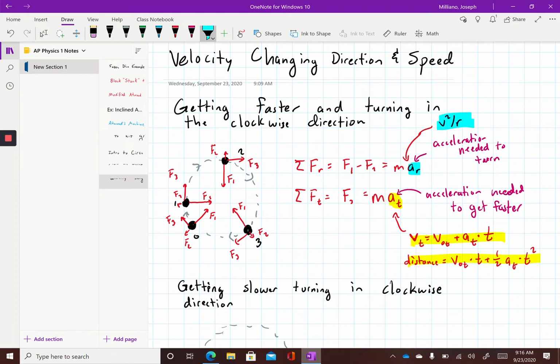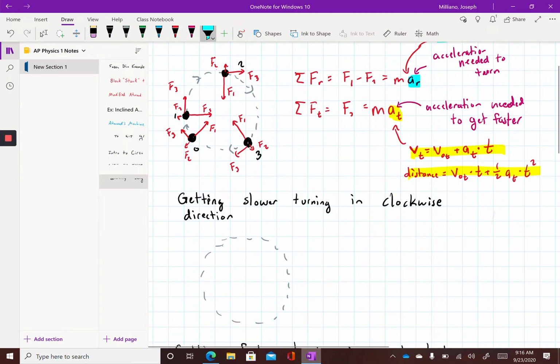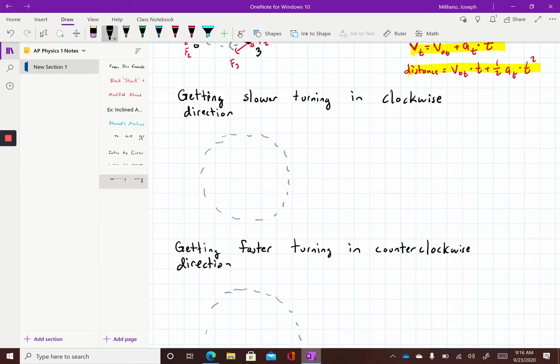In this unit, we will almost exclusively focus on the radial component. We'll look at things that are turning at a constant speed so that we can separate them out. And then later on, we will talk a lot more in detail about the component of the acceleration making us get faster. But as a few more examples to tie in this idea, we're getting slower and turning in the clockwise direction. That means we might cover a big distance, and then a little bit less distance, and then a little bit less distance.